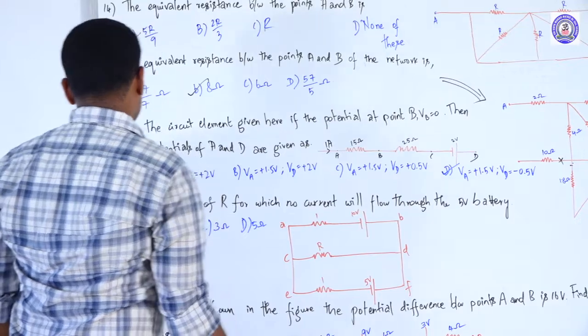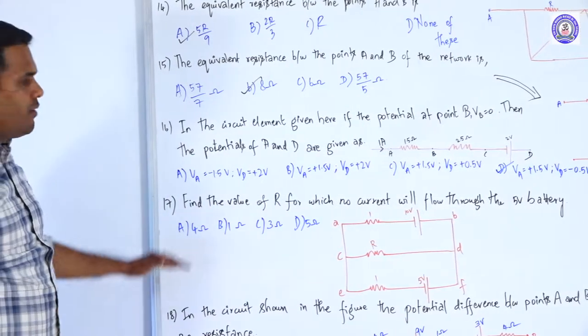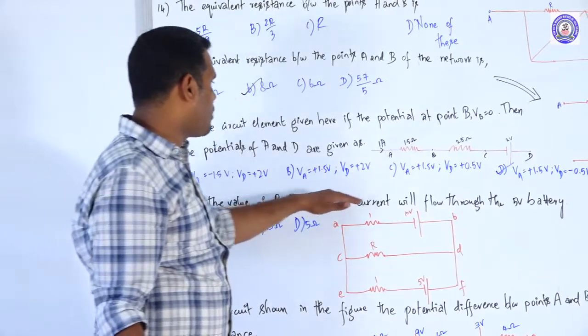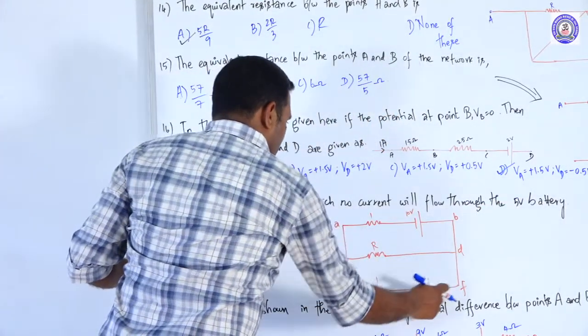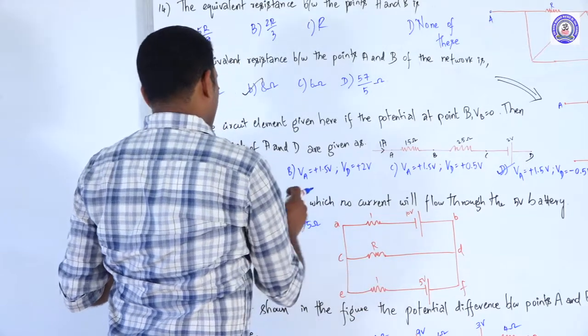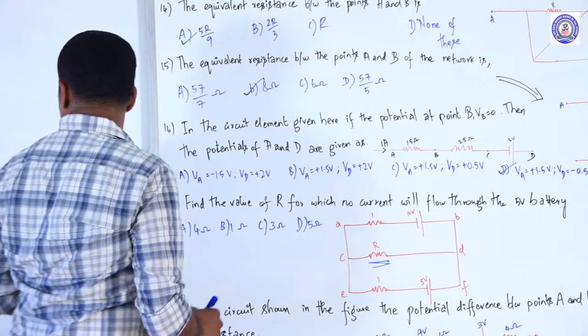Option is D. Now, question number 17. Find the value of resistance R for which no current will flow through the 5 volt battery. No current will flow through the 5 volt battery. What is the value of the resistance R? This is what is asked.